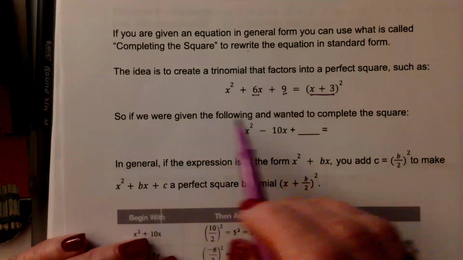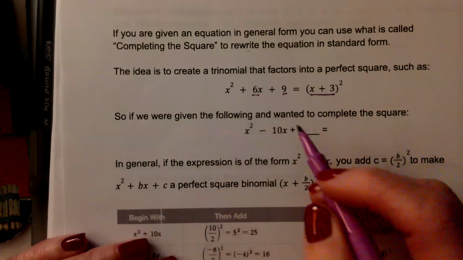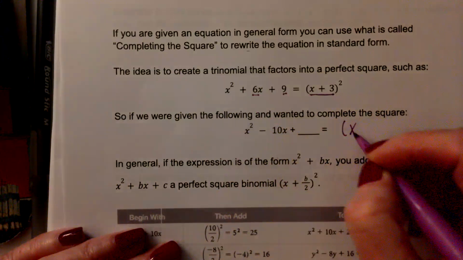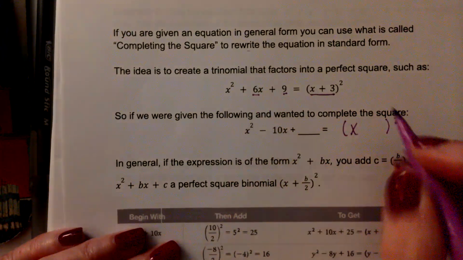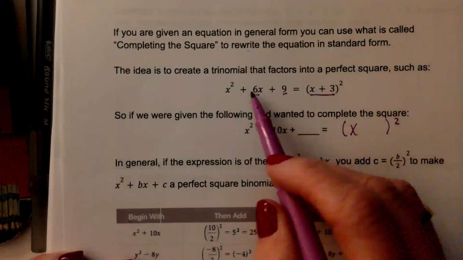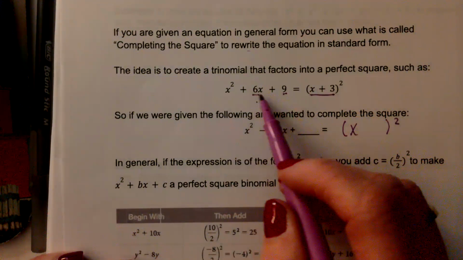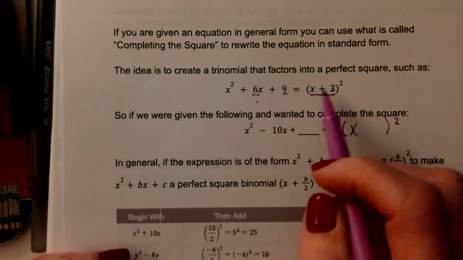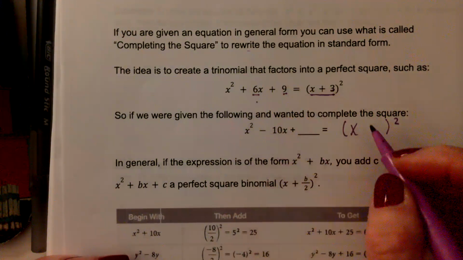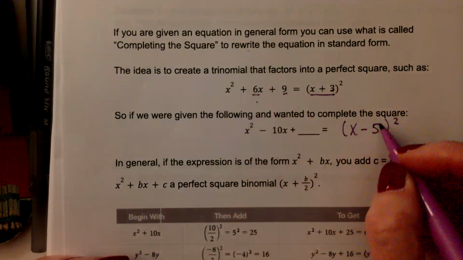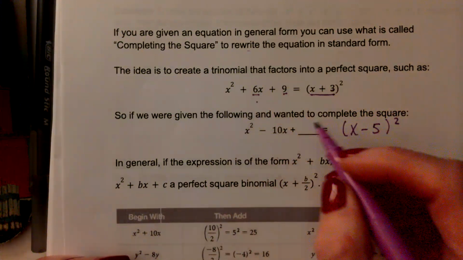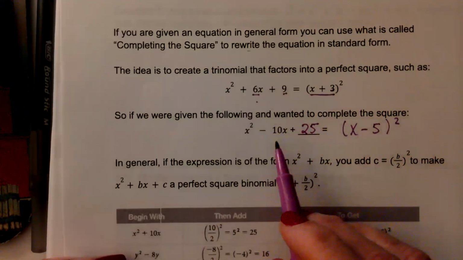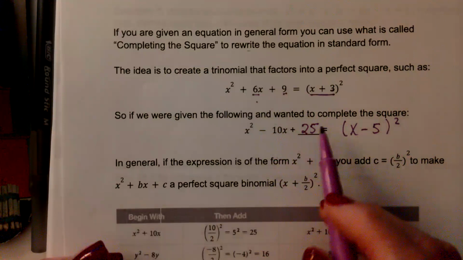So if you were given the following and wanted to complete the square, I want to have something that I can square, a perfect square. So here, if we took 6 and divided by 2, we get 3. And the square root of 9 is 3. So let's take a negative 10 and divide by 2. That would be a minus 5. A minus 5 squared is 25. So if you take negative 10 and divide by 2, it's a negative 5, and the square root of 25 can be a negative 5.